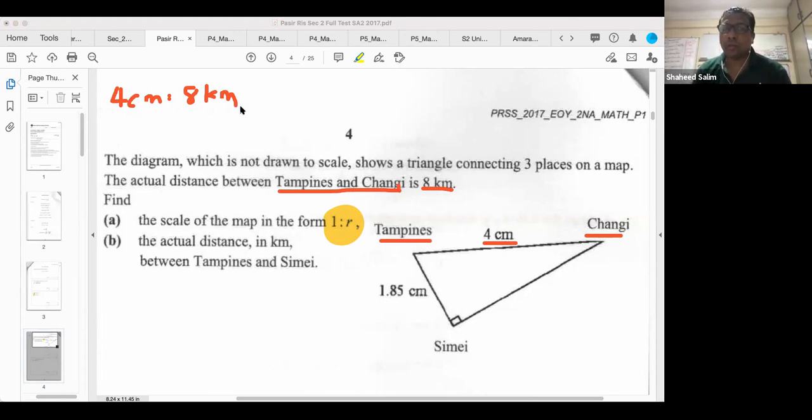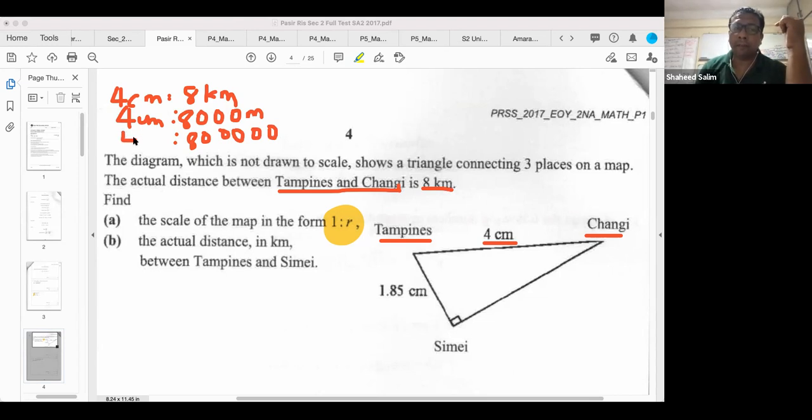Then you must change it to make it cm also. How to make it cm? Change to meters first. 1 kilometer is 1,000 meters. 8 kilometers is 8,000 meters. So we change to meters first, we times by 1,000. 4 cm is 8,000 meters. And then how? We will change to cm now. How to change from meters to cm? Times by 100. 100 has 2 zeros, so now you're adding 2 zeros.